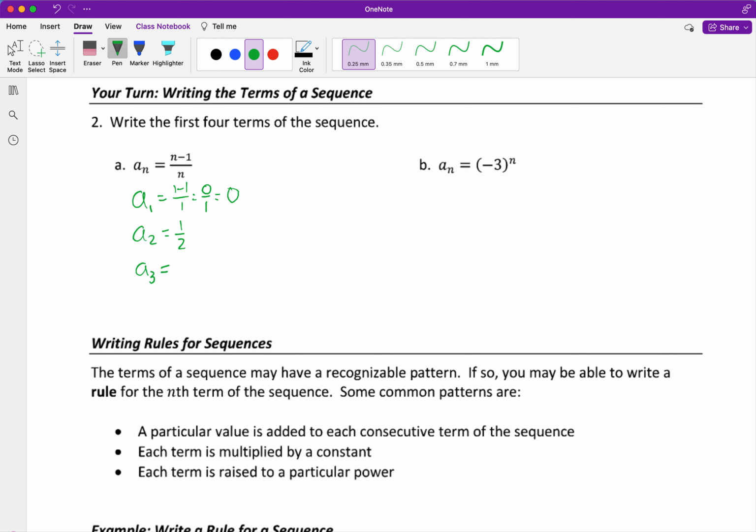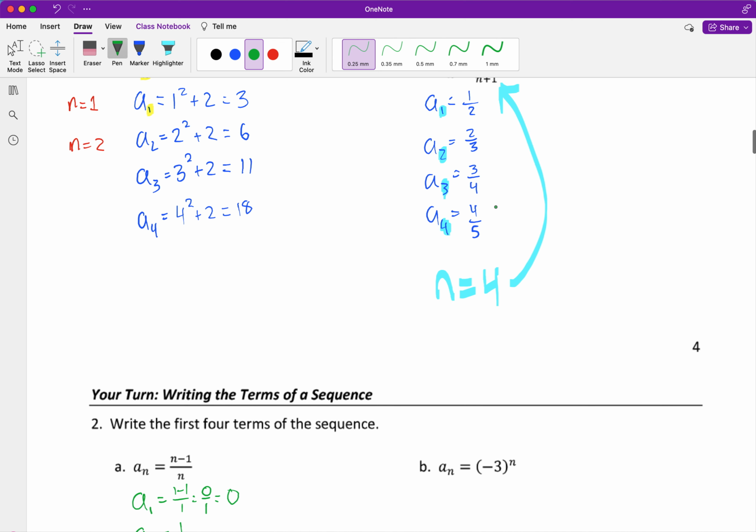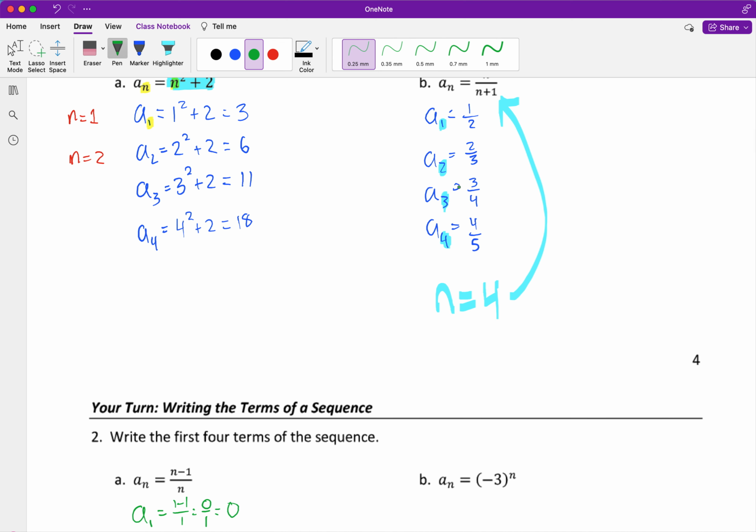All right, a2, we're going to end up with 1/2 when we plug in n equals 2. For a3, we're saying n is 3, so we're going to get 2/3. And then a4, we will get 3/4. So this pattern goes 0, 1/2, 2/3, and 3/4, and it's very similar to this one that we just did here, except that everything is shifted.